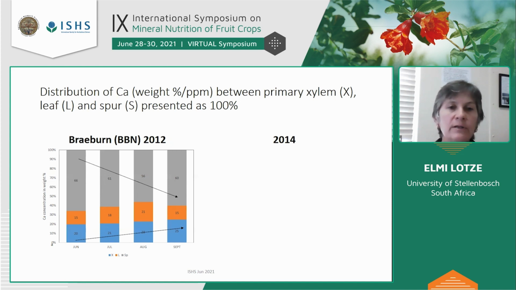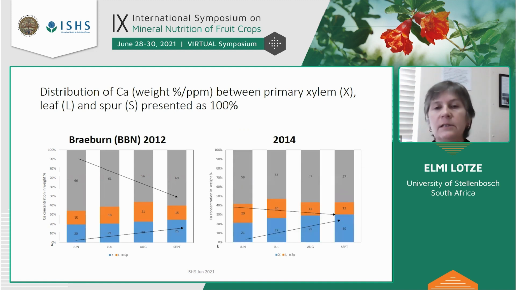When we look at the Brabant for 2012, and we look at the time frame from June to September, first thing that we notice is that there was quite a high distribution percentage in the spur of between 60 and 66%, and then the rest of the calcium allocation was almost even between the xylem and the leaves. Then we also notice a slight decrease from June to September in the calcium percentage of the spur, and this coincided with a slight increase in the percentage calcium of the xylem.